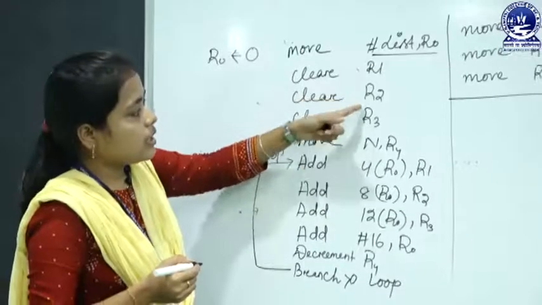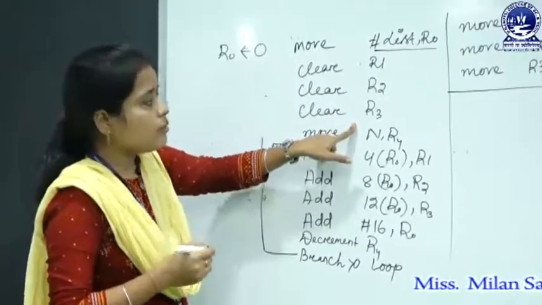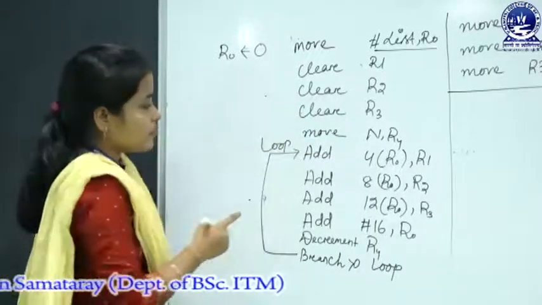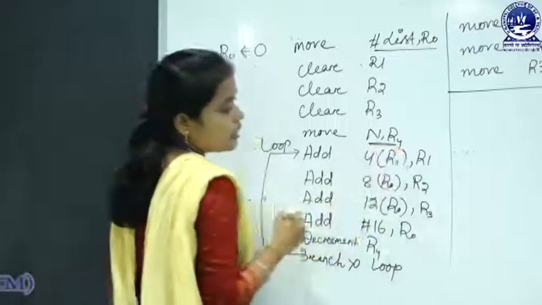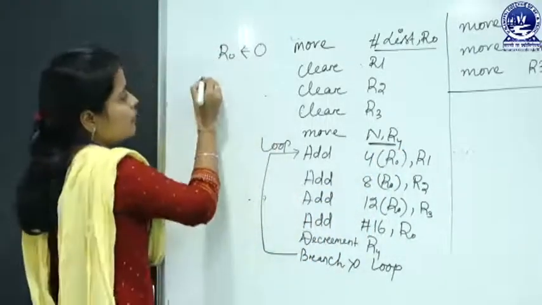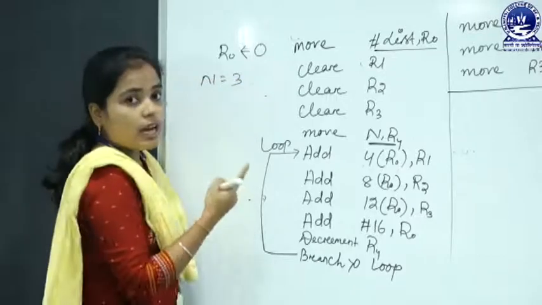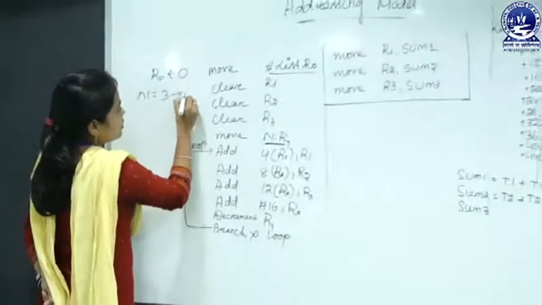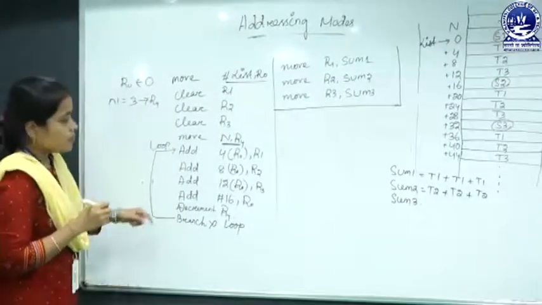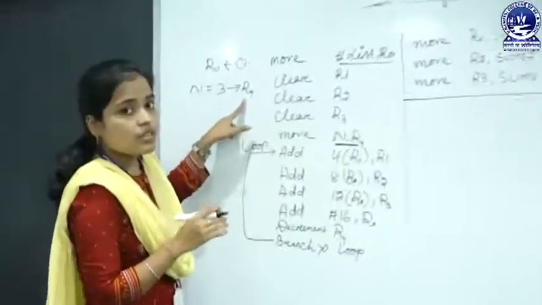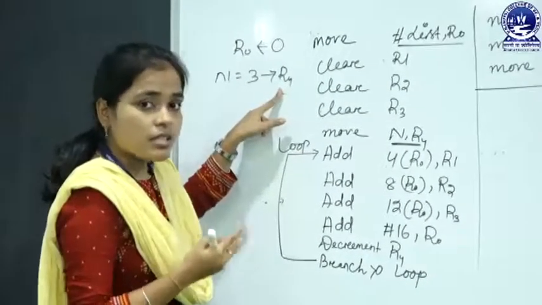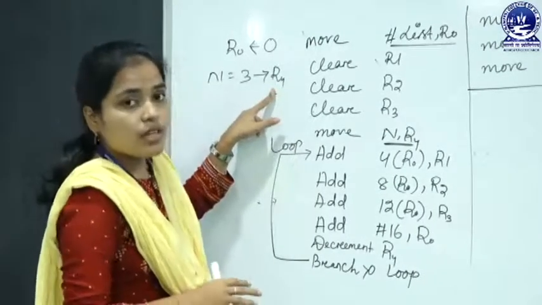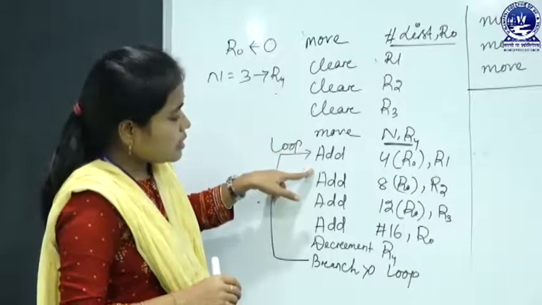Then you have to clear all the content of R1, R2 and R3 because we have to store some new value in them. That is why, before adding the new content, we have to clear the registers. Then move n into R4. Here in this example n value is 3 because I have taken only 3 students. So, n value is 3 and it is transferred into R4, and the R4 value is used to check the branch. When the R4 value is 0, the branch will terminate and then we will go to the result.